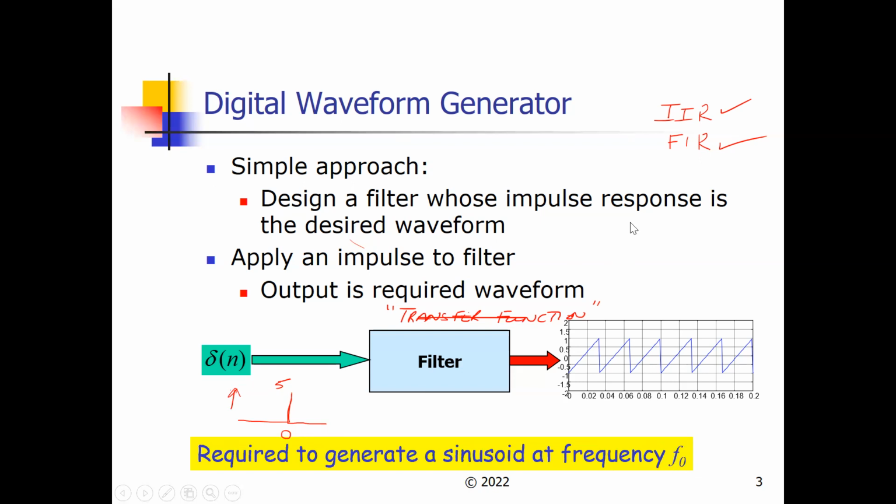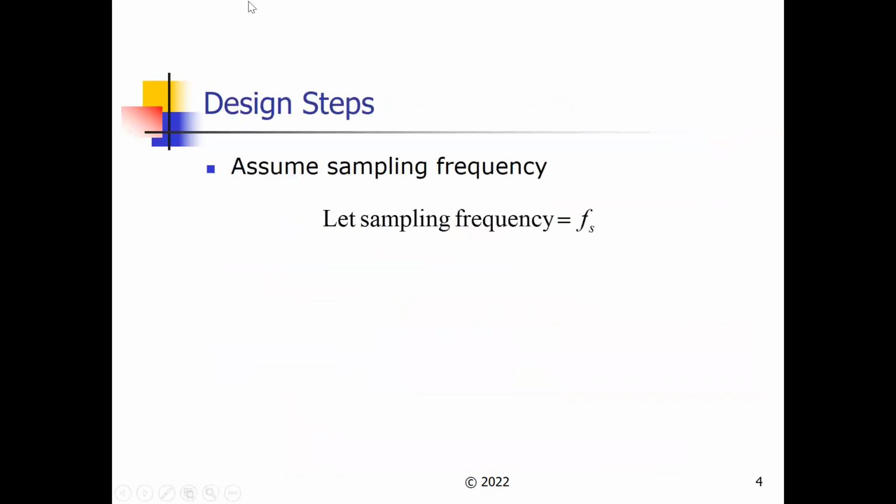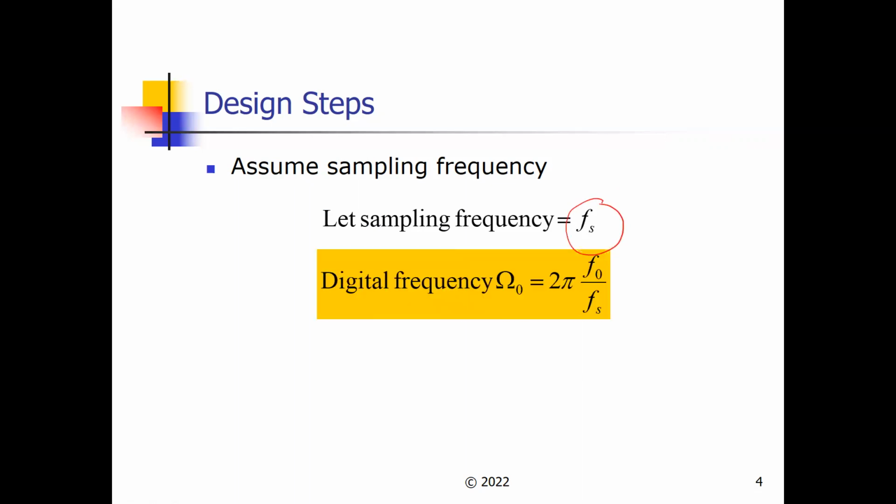So let's say we're required to generate a sinusoid at some frequency f0. Of course, with everything that we do, I keep stressing this, once in the discrete world, you need a sampling frequency. So let's assume a sampling frequency, some frequency fs. We know that if I want to generate a frequency f0, the digital frequency is 2 pi f0 over fs.